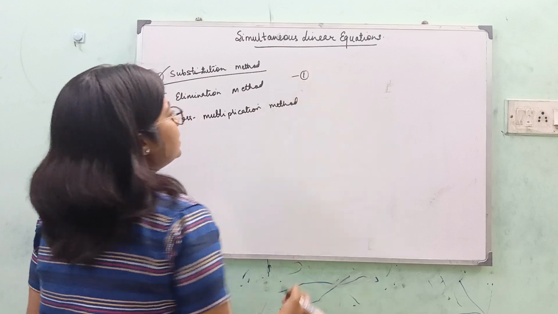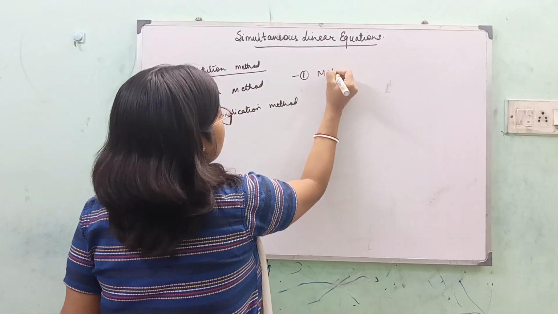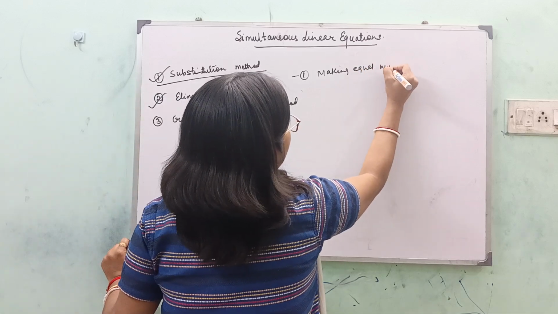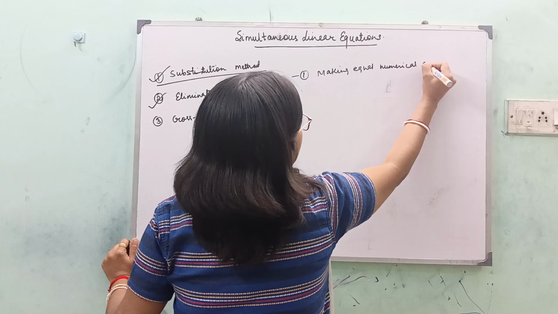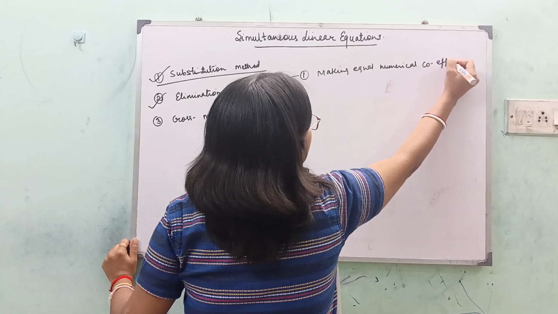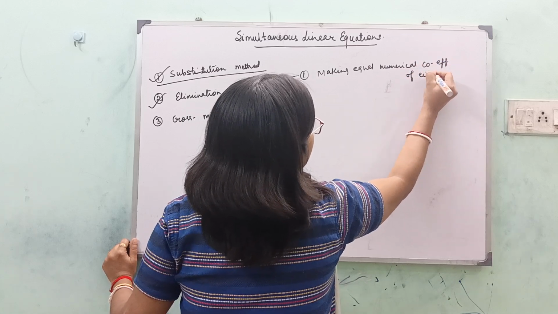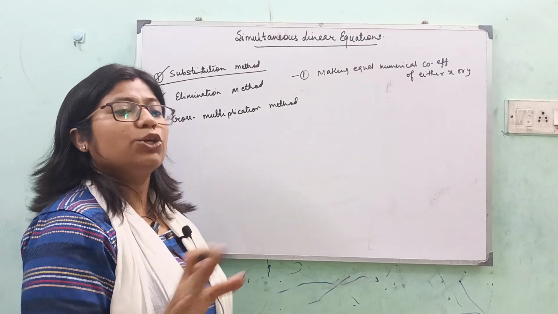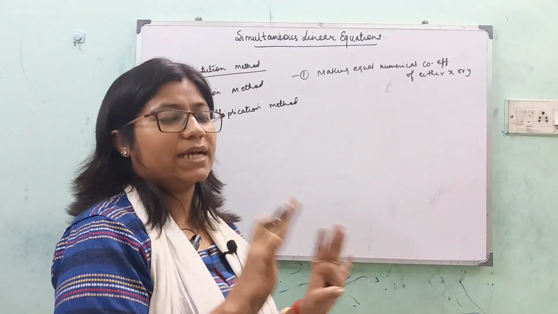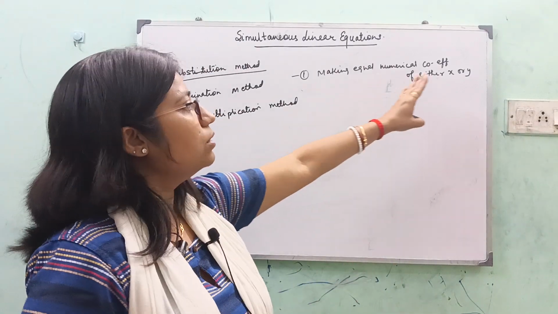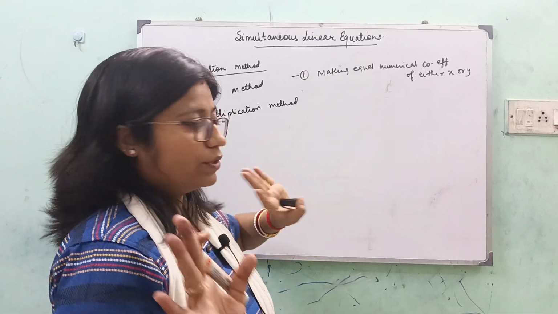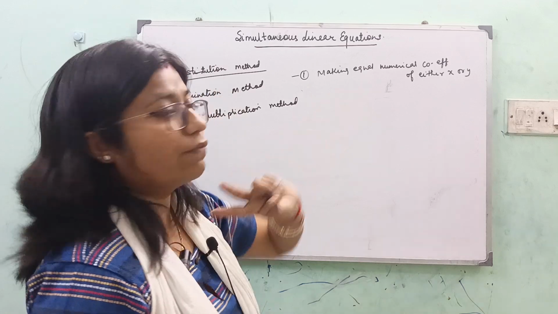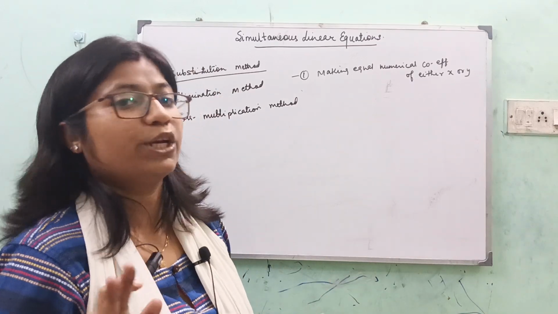first step here is making equal numerical coefficients of either x or y. Here x or y I am using because you might get some other variables also. I am using x and y over here, but this is for all variables that can be used in an equation. So first thing is making the numerical coefficients of x or y equal, either one. You will make equal numerical coefficients.